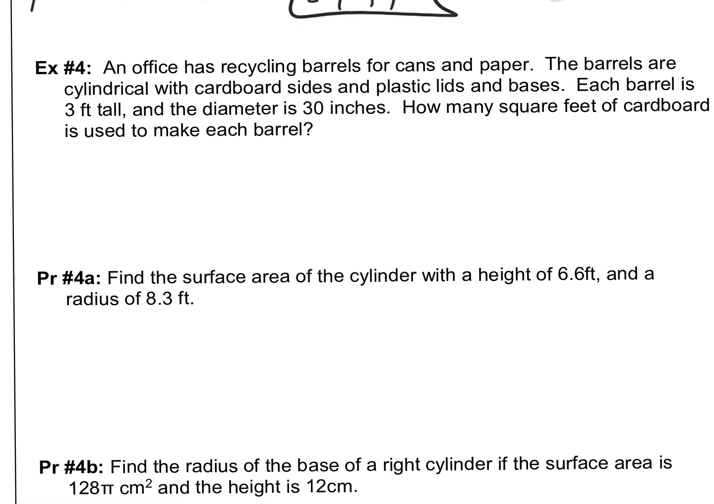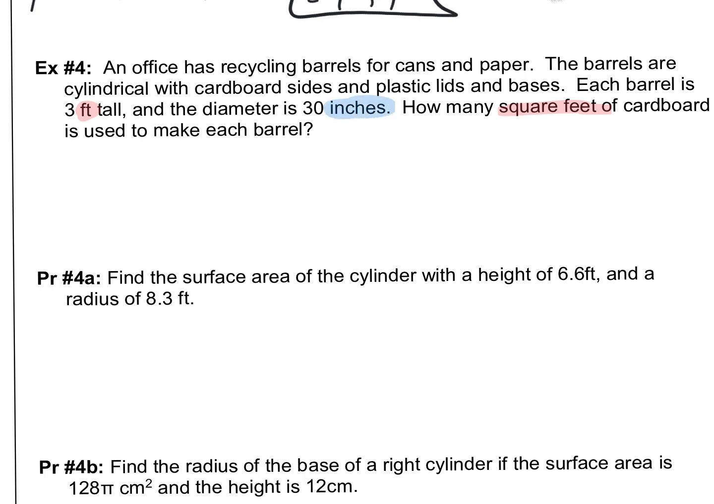All right, let's go to example number 4. And this one, it's a little tricky. An office has recycling barrels for cans and paper. The barrels are cylindrical. Cylindrical just means it looks like a cylinder, with cardboard sides and plastic lids and bases. Each barrel is 3 feet tall and the diameter is 30 inches. How many square feet of cardboard is used to make each barrel?